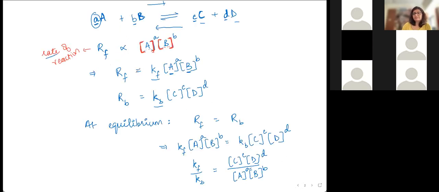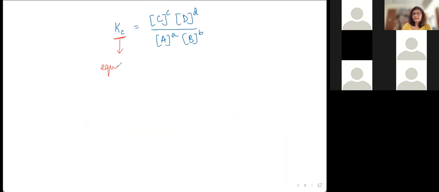So I'll write this as Kc is equal to, products always first, concentration of C raised to the power c, concentration of D raised to the power d upon concentration of A raised to the power a, concentration of B raised to the power b. This particular constant Kc is called the equilibrium constant because you get this value specifically when these two rates are equal, on dividing these two at equilibrium. So this is called the equilibrium constant. And this is the relation between the equilibrium constant and the parameters of the reaction, which are the concentrations of reactants and products.